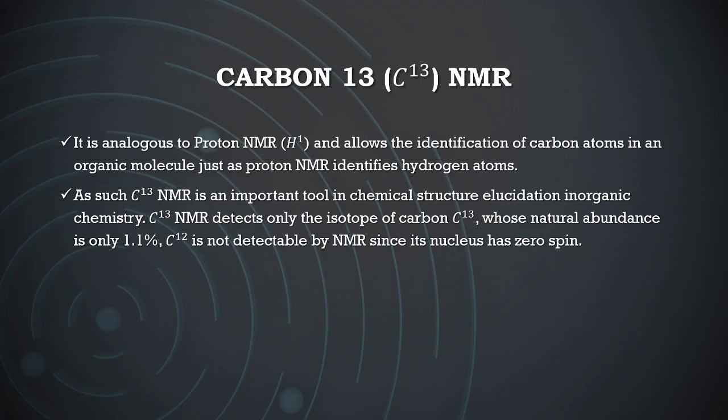For example, carbon 13 detects only the isotope of carbon whose natural abundance is only 1.1%, because the main carbon isotope, carbon 12, is not detectable by NMR since its nucleus has zero spin.